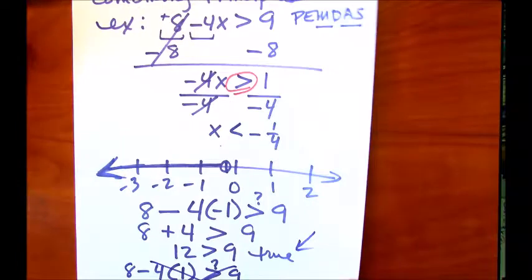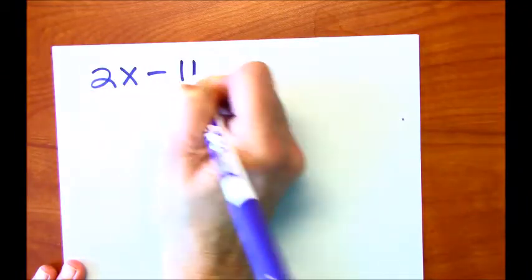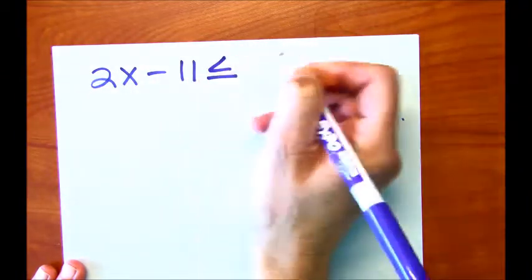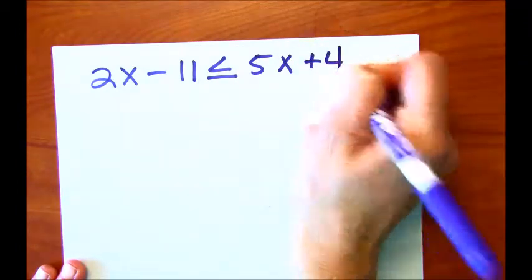Okay, let's do another one in which we're combining principles, and this is a good one. This is where we're going to have the variable on both sides of the inequality. Let's say we have 2x minus 11 is less than or equal to 5x plus 4.